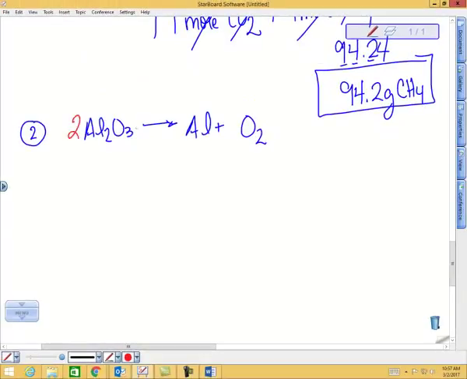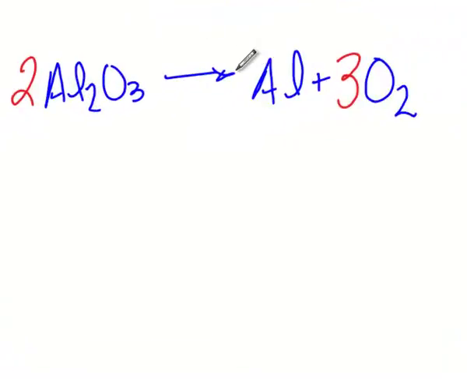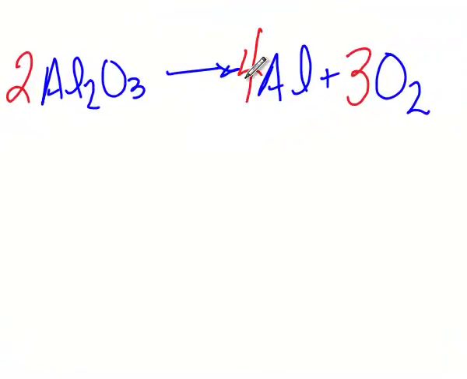What should I put in the front to get 6? A 2. And how about 6 on the right? What do you think I'm going to do? A 3. Now careful. How many aluminums did you just make over here? There's 4, so I've got to have 4 over here. There. Now that you have a balanced reaction, proceed.